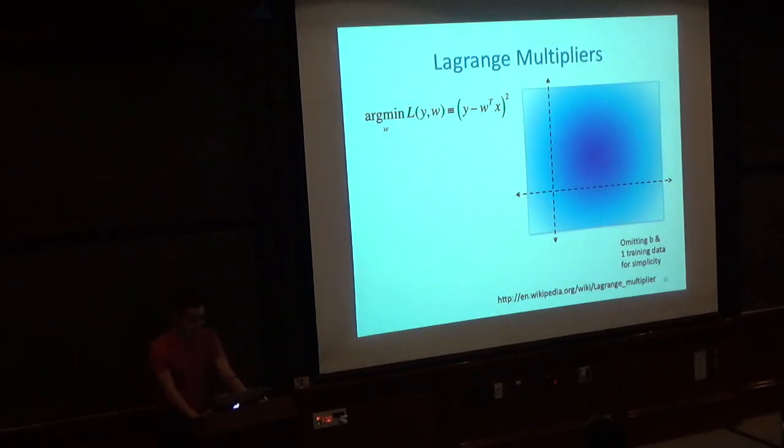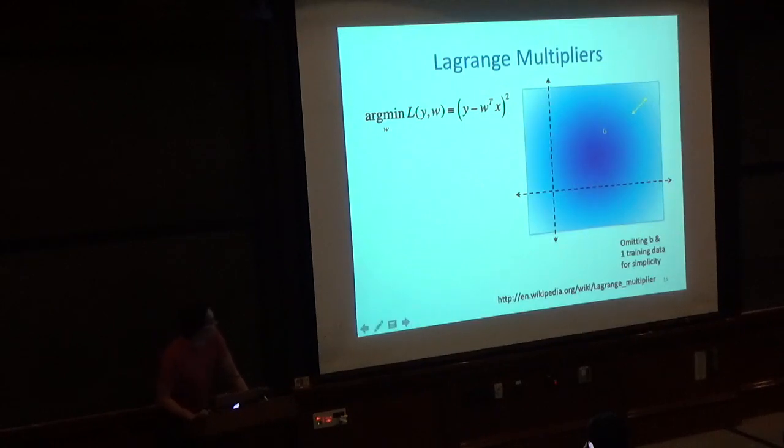So here is my learning objective. Just for simplicity, we're going to omit the bias term B, and we're only going to have one training example. This of course generalizes to more than that. And here's the squared loss of that one training example. If our W is at this point, we want to go in this direction. That's the negative direction of the gradient. This is the minimizer right here.